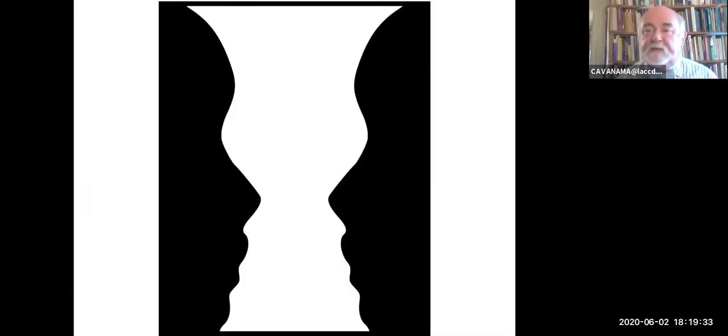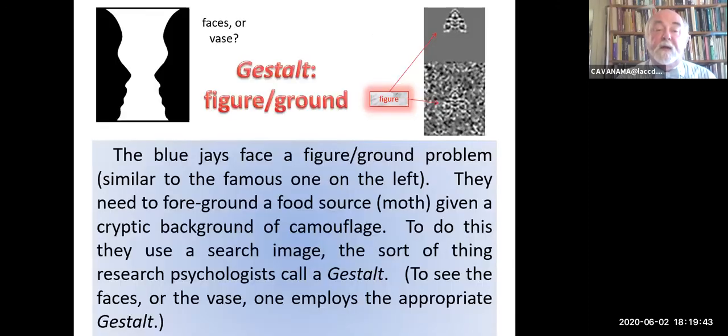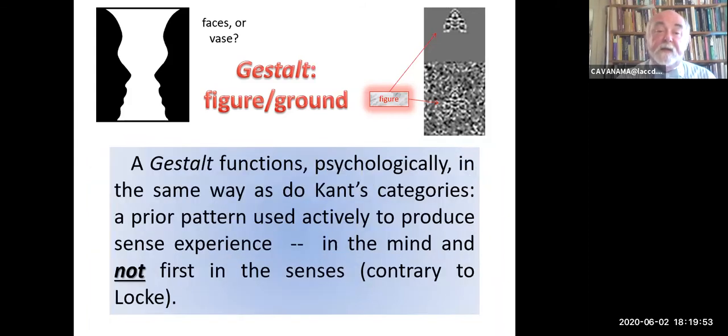If you've seen this kind of thing before, it's the same thing, Gestalt psychology, typical research tool. Do you see two faces or a vase? Well, you can see either alternating, probably not both of them at once. It's a background foreground problem. Which part is your mind going to actively notice as the foreground? Which part is it going to notice as the background? The jays are doing exactly the same thing when they catch moths.